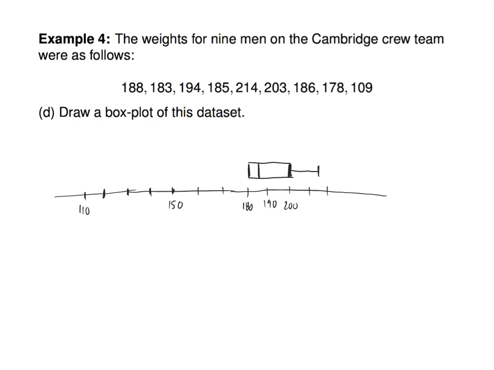Was there an outlier on the lower end? Yeah, that 109. So he gets a dot. And then your line extends instead to the next lowest value. So disregarding the 109, who is the next smallest person? 178. So you put your line over to 178. And there's a gap in between the 178 and the other guy.